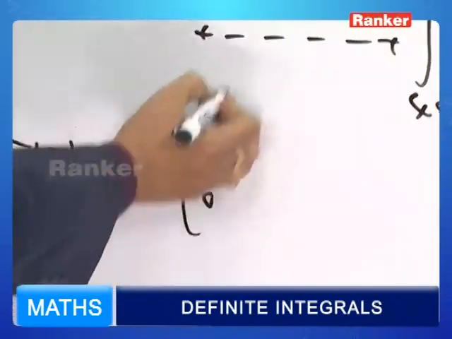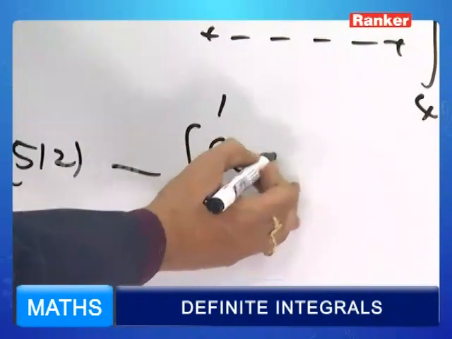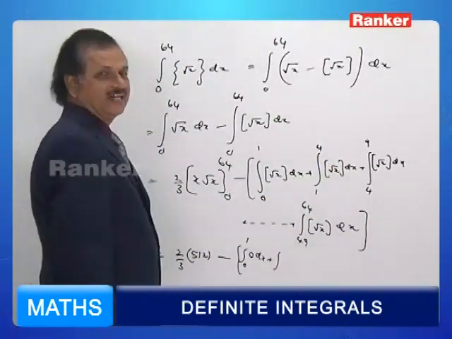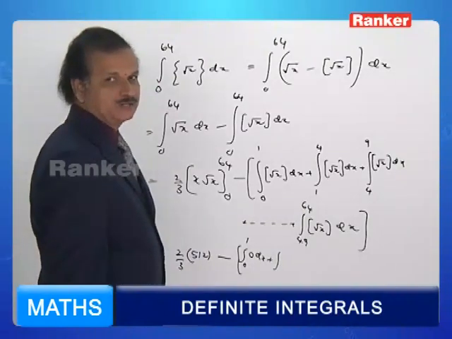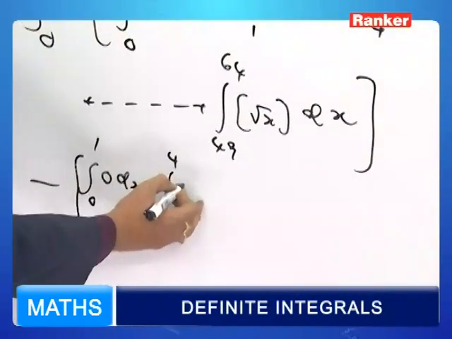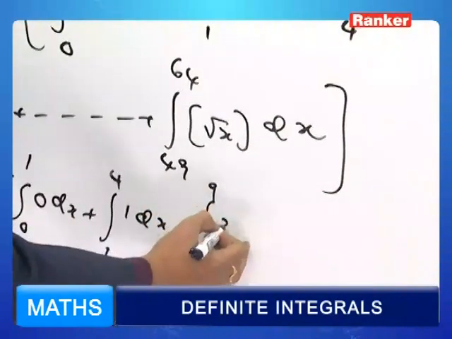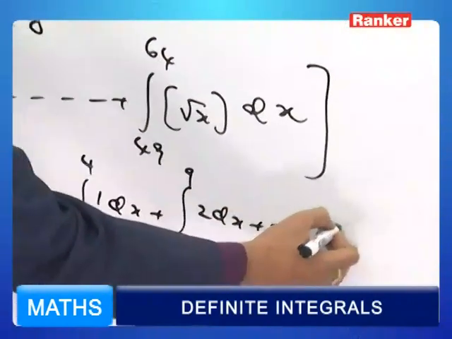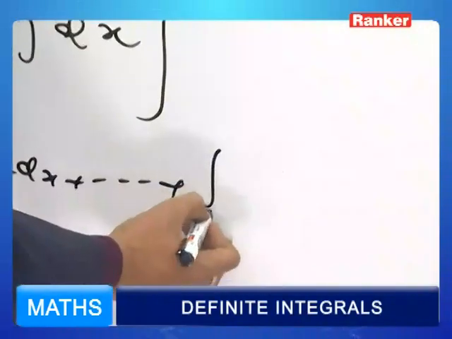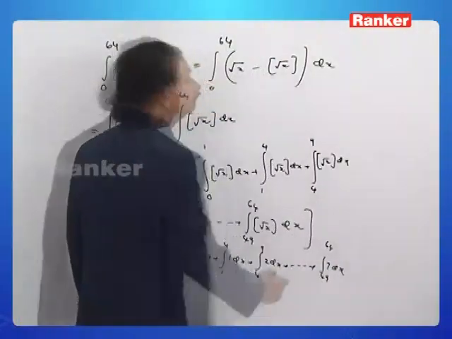Integral 0 to 1. What is integral part of x between 0 and 1? It is 0, plus between 1 square and 2 square, integral part of root x is 1 point something, isn't it? Hence its integral 1 to 4 1 dx, 4 to 9 2 dx, like that, etc. What will be the last one? It is integral 49 to 64 7 dx. Okay.